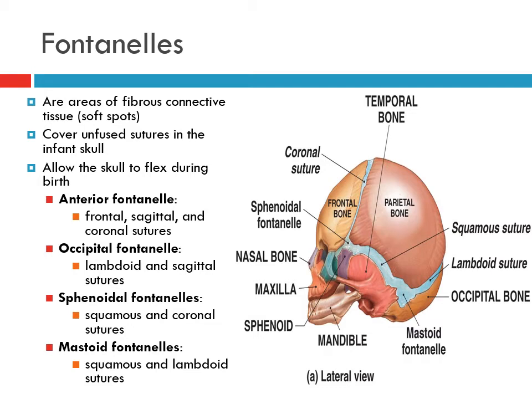The occipital fontanelle is where the lambdoidal suture and the sagittal sutures come together. So that's going to be back here. The sphenoidal fontanelle is going to be here, where the parietal bone, the frontal bone, and the sphenoidal bone come together. And then the mastoid fontanelle is above the mastoid process, where the squamous suture and the lambdoidal suture come together. So those are your fontanelles.